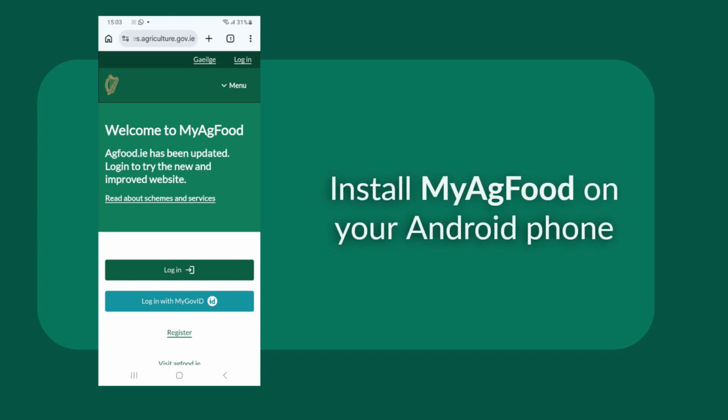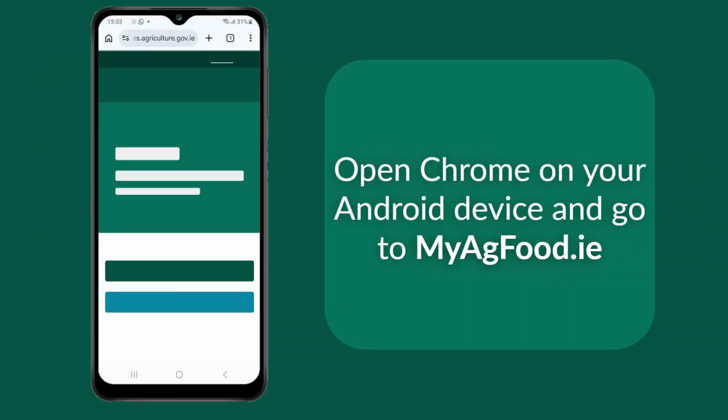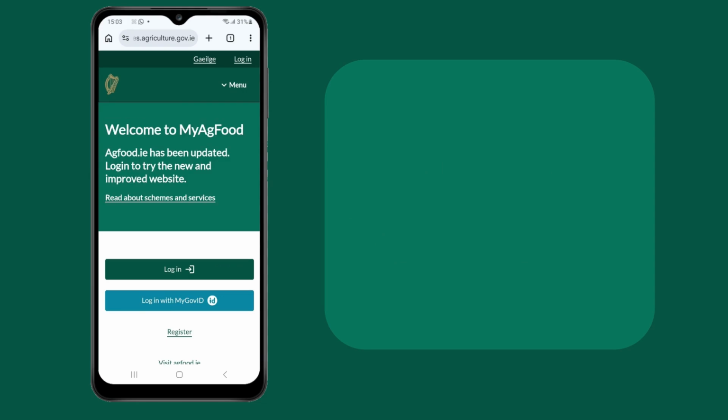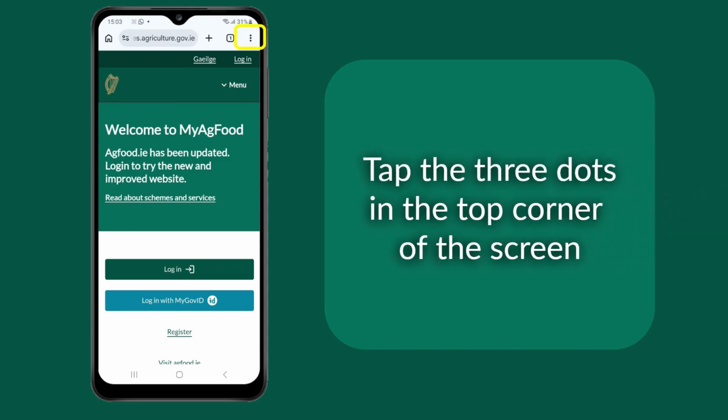Welcome to MyAgFood. Installing MyAgFood on your Android phone allows you to access department services quickly without opening a browser each time. Open Google Chrome and go to myagfood.ie.